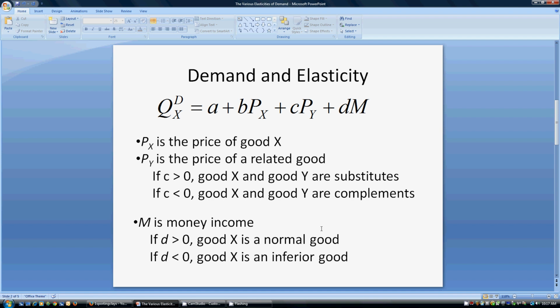M, as I said before, is money income, consumer income. And here, depending on the sign of the coefficient on D, we can determine whether this is a normal good or an inferior good. If D is positive, greater than 0, good X is a normal good. If D is less than 0, a negative number, good X is an inferior good.